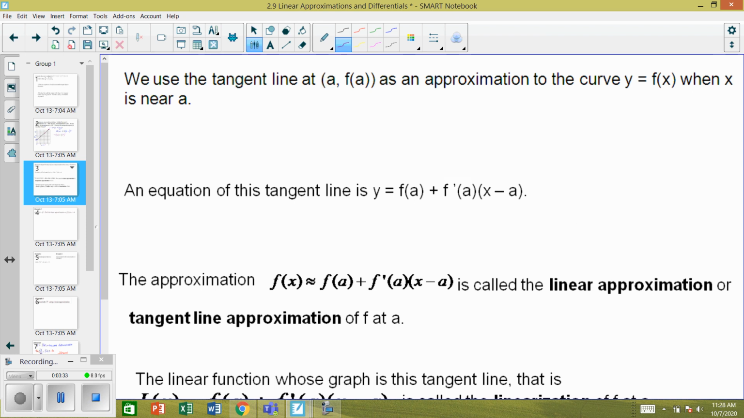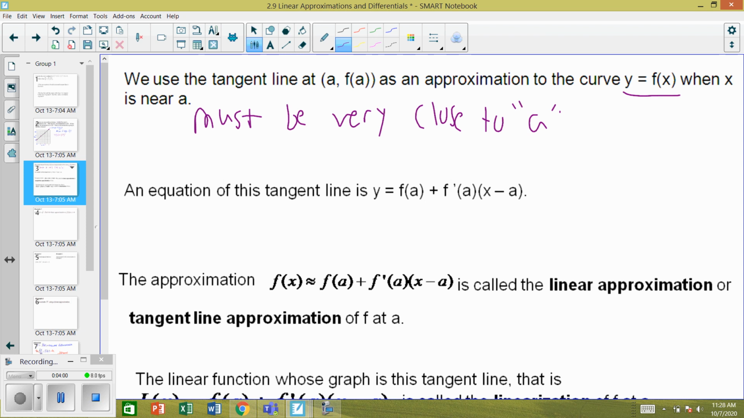We use the tangent line at a, f of a, as an approximation to the curve y equals f of x when x is near a. All right? The tangent lines have got to be close to a. Otherwise, it wouldn't make much sense. We'll see that graphically in a second. So x must be very close to a.